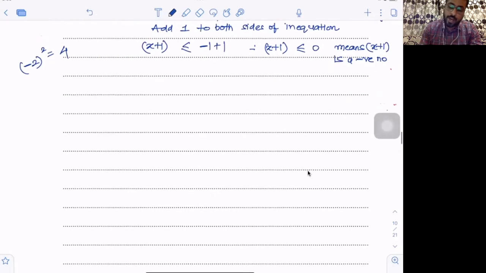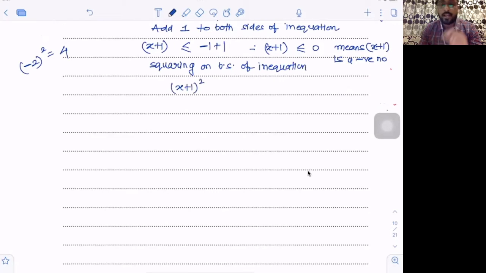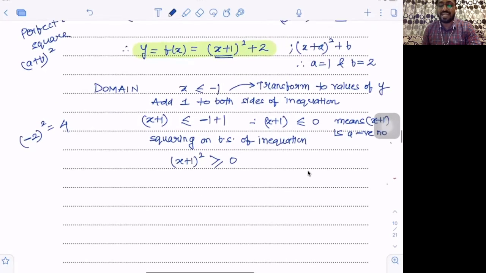So if I do squaring on both sides of the inequation, you have to be very careful this time that when you do the squaring, x plus 1 the whole square, the inequality sign is going to flip. It will become now greater than or equal to 0. All right, students, because the square of a number can never be negative. It always needs to be a positive value. So x plus 1 the whole square is greater than or equal to 0.